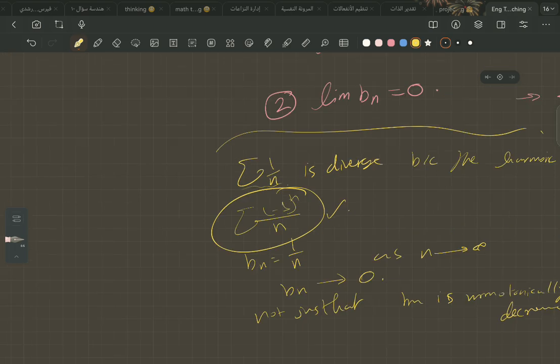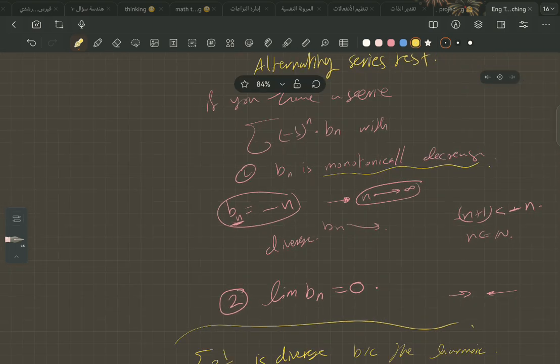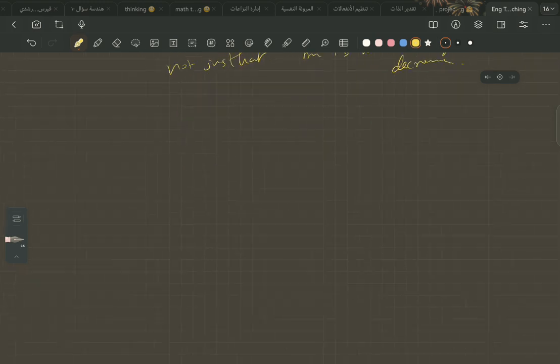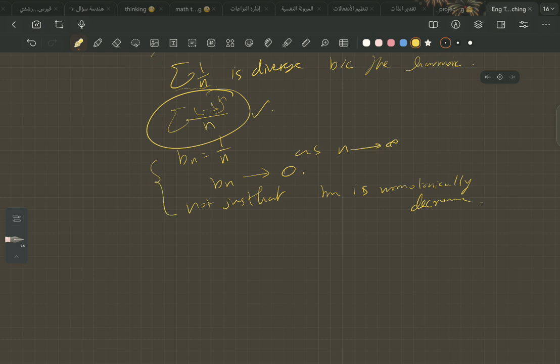But the bad thing about this test is that it doesn't give me the value of the convergence. It just gives me the convergence condition, whether the series converges or diverges, because we have two conditions and both are satisfied.